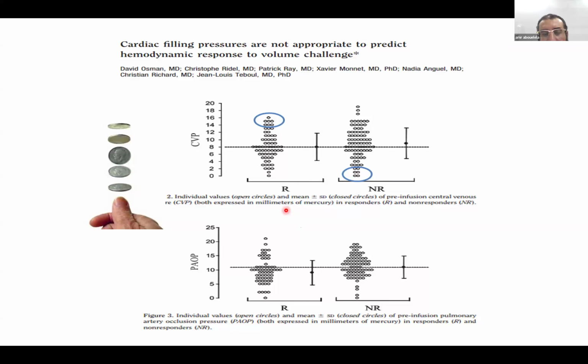We have only a 50% probability of improvement or response, and 50% of non-response. And of course, this is not the proper way to manage our patients in the ICU. We should have more accurate tools to decide whether to give fluid or not.